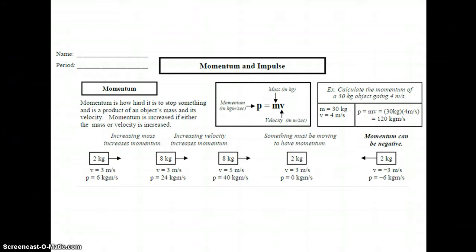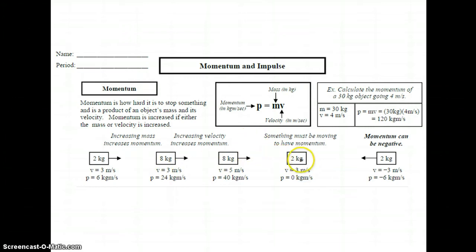So when we calculate momentum, the formula is pretty simple: mass times velocity. If you look here, we've worked several examples for you. You've got a 2 kilogram box going 3 meters per second, so 2 times 3 is 6. An 8 kilogram box moving 3 meters per second is 24. And it just kind of keeps going.